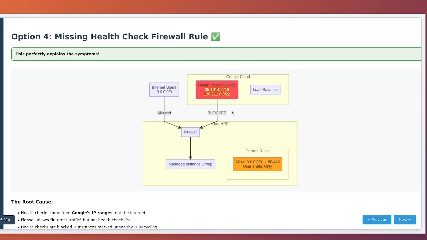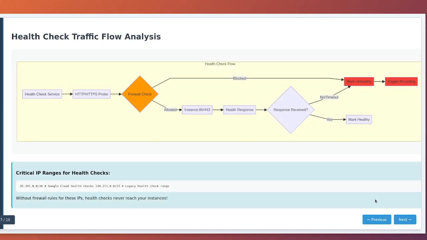The problem statement says firewall rules allow user traffic from the internet, but that doesn't include health check traffic. Without a specific firewall rule for these health check IPs, the health checks are blocked, instances appear unhealthy, and the MIG keeps recycling them. This perfectly explains the symptom. New instances are created, health checks are blocked by the firewall, instances are marked unhealthy, and the cycle repeats. This is our answer.